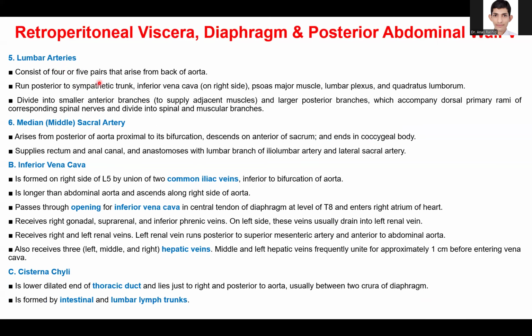Lumbar arteries consist of 4 or 5 pairs that arise from the back of the aorta and run posterior to the sympathetic trunk, the inferior vena cava on the right side, the psoas major muscle, lumbar plexus, and quadratus lumborum, and divide into smaller anterior branches. Then we have the median or middle sacral artery.